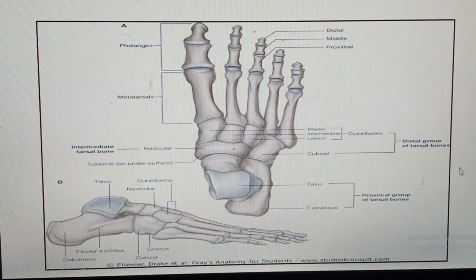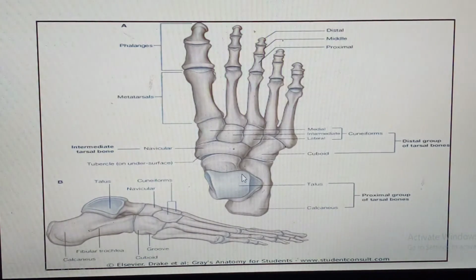So there we are. Now, this represents the skeleton of the foot. And if you take the skeleton of the foot, it is organized into 3 main groups of bones. We have the tarsal bones, the tarsus. And then we also have the metatarsals, beyond the tarsal bones. And then these are the phalanges forming the digits or the toes. Toes over here.